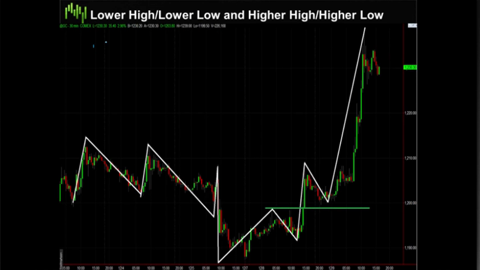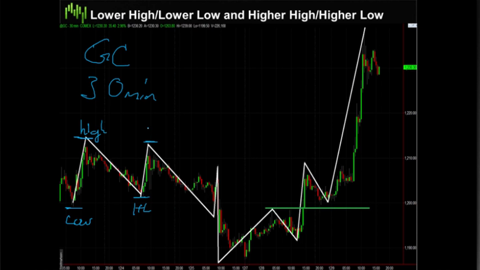So this is gold. Here's an intraday example. This is gold. This is on a 30-minute chart. All right, so we have a low. We have a high. We have a higher low. And we have a lower high. So what's that mean? That means consolidation, draw your trend lines. There are trend lines.